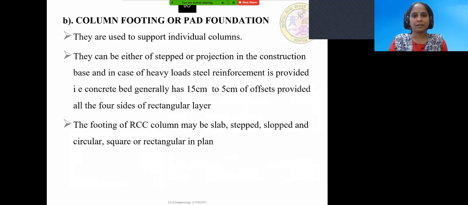That is the second one, column footing or pad foundation. So what is a column? I think everyone has seen a column.